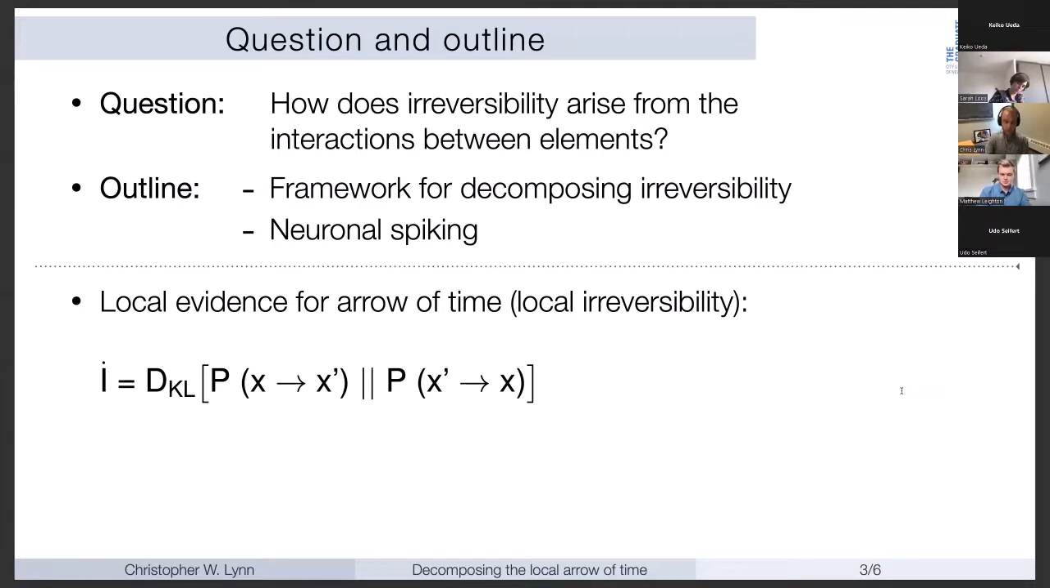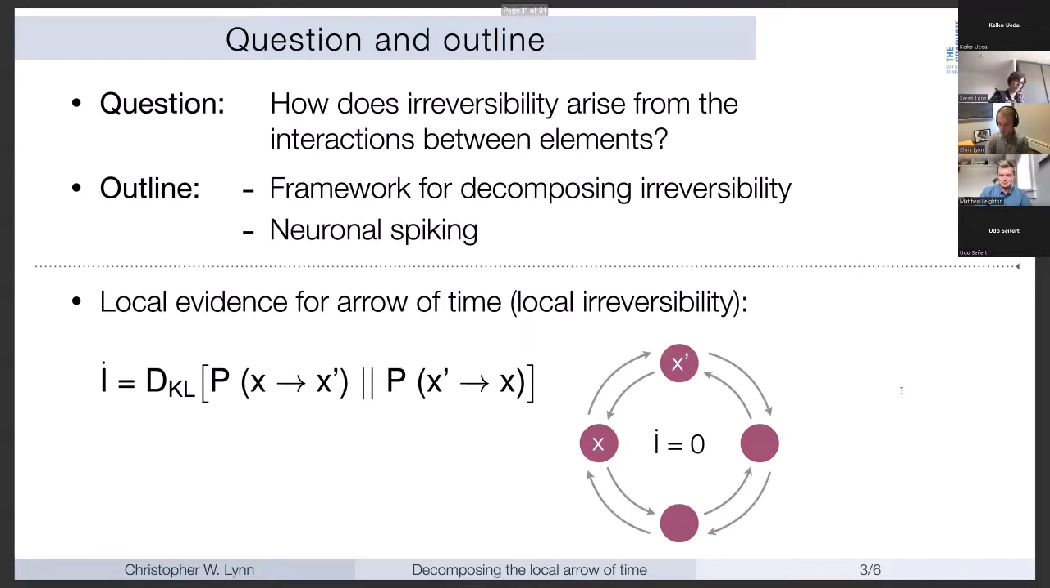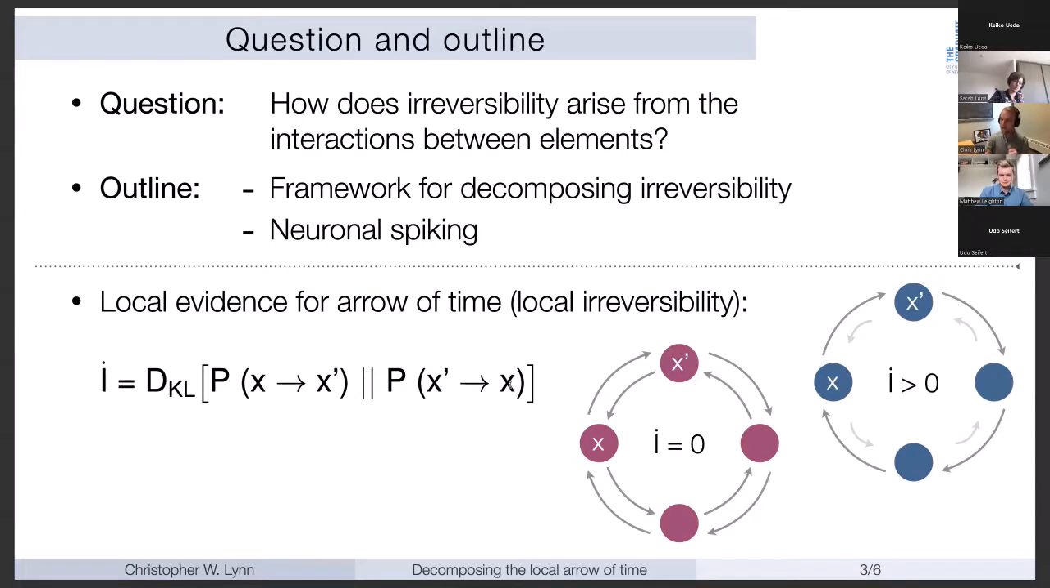And this is also just a quantity that we've all become very familiar with, obviously. So just to set our intuitions again, if we look at this reversible system, the forward and backward transition probabilities are equivalent. And so this KL divergence is 0 and we have reversible dynamics. And then any difference between the forward and backward transition probabilities will give rise to non-zero KL divergence. It will give rise to irreversibility.